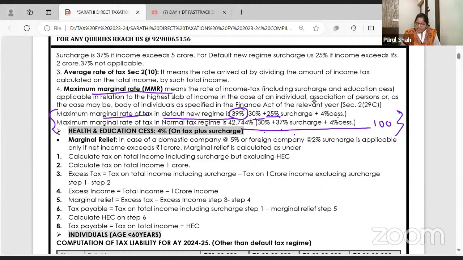Surely rebate and MMR are the areas which are going to be asked in the upcoming exam. So you have to study them well. If anyone is confused anywhere, keep the live chat active. Or if it is very clear, then all clear.